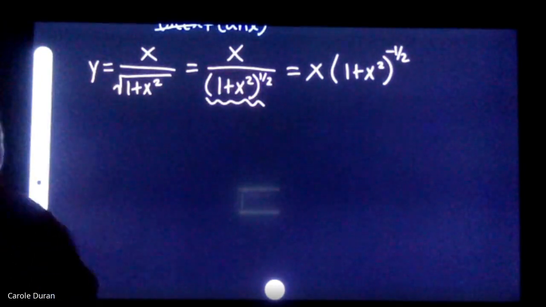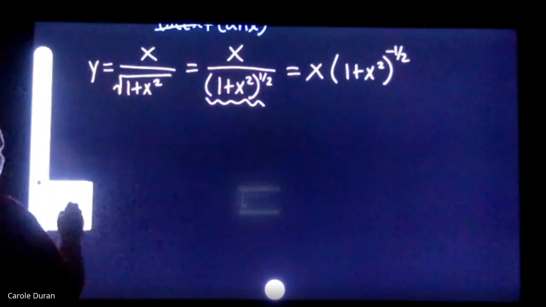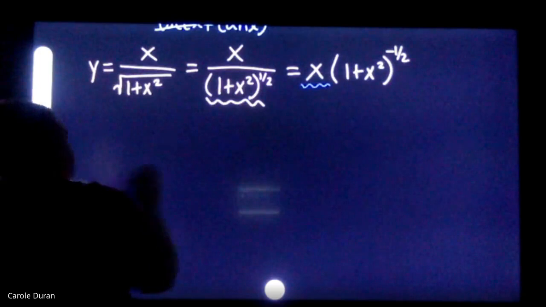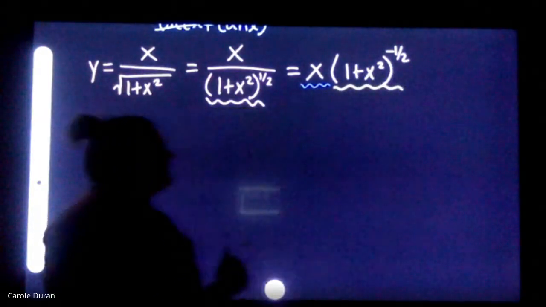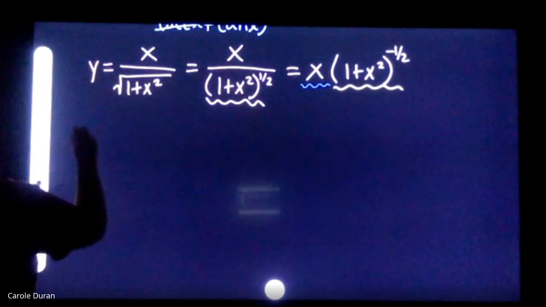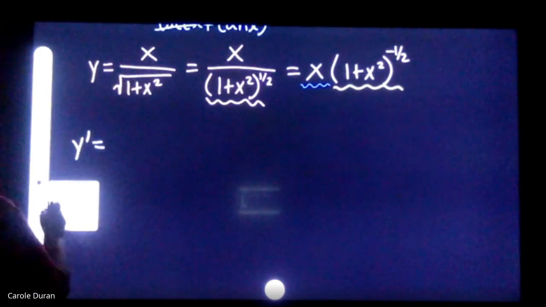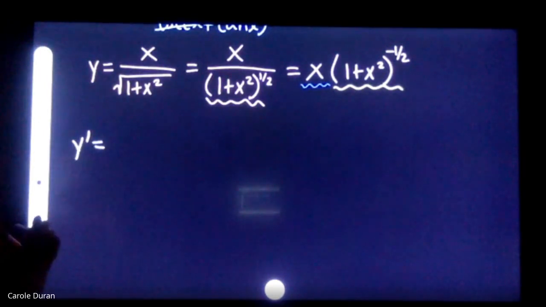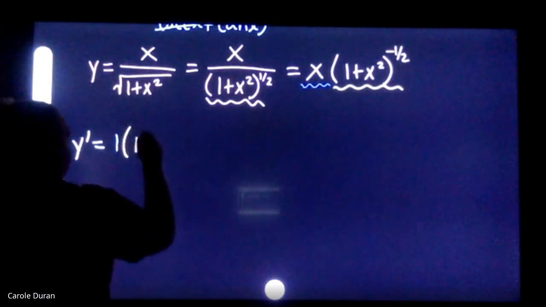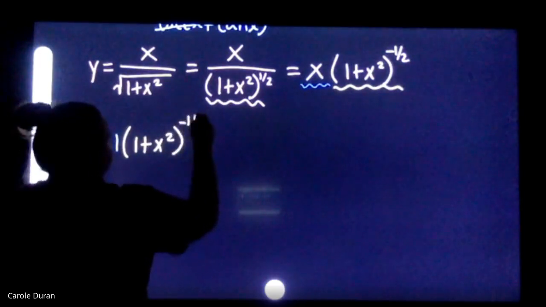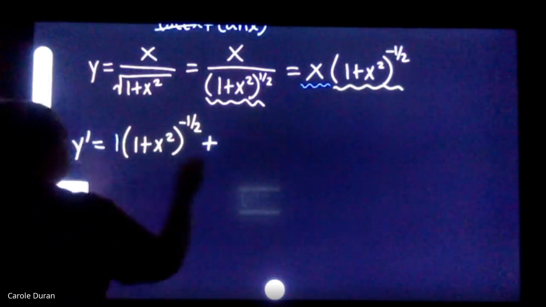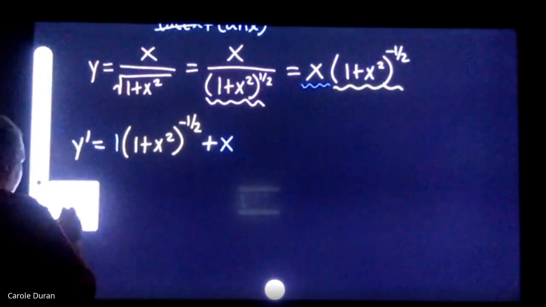So I'm going to go ahead and color code this like I did the previous product rule and chain rule problem, just so we can see what's happening. The x on the front is my first function, and the parentheses (1 plus x squared) to the negative 1/2 power is my second function. On product rule, we do the derivative of the first function. So what's the derivative of x? 1. 1 times the original second function, and then plus the original first function, x, times the derivative of that second function.